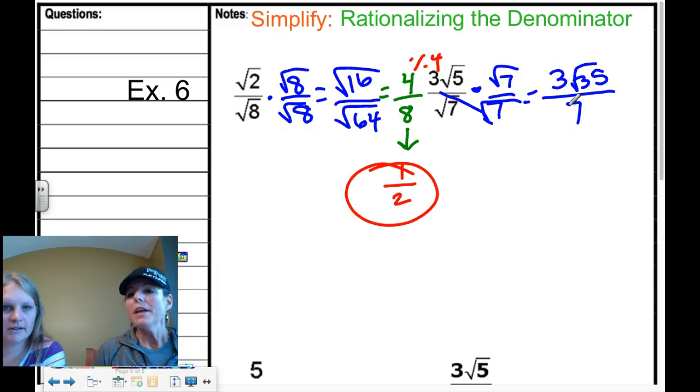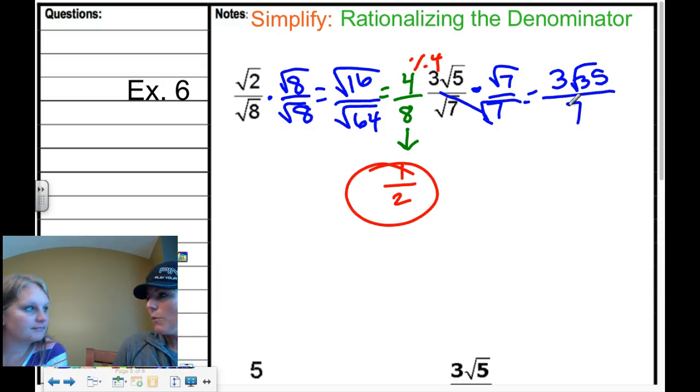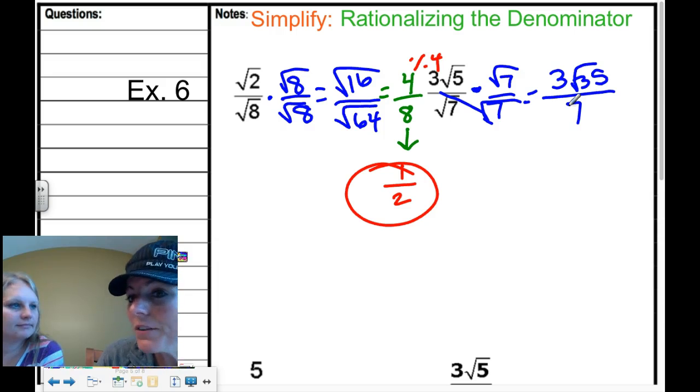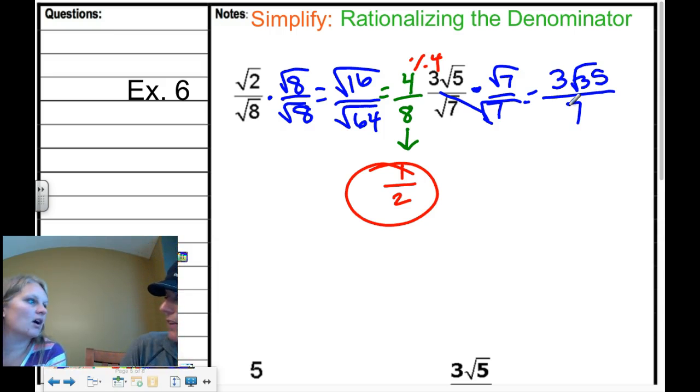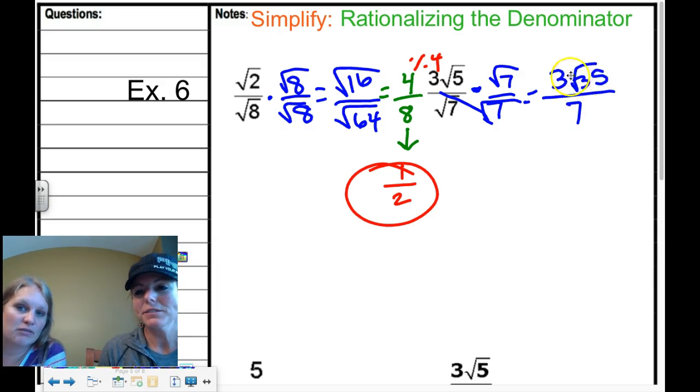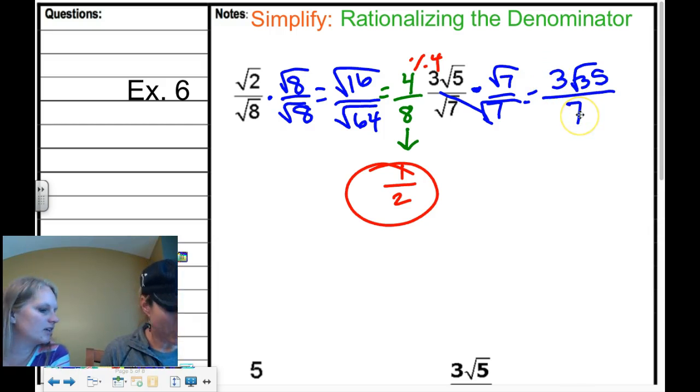And that's it. Now, one thing I want to mention, though, some of you may say, well, wait, 35 divided by 7, that's 5. Oh, you cannot do that, because this is under the square root. Correct. So you can't divide those. You could divide these two, but it wouldn't be nice. So we're just going to leave it alone.